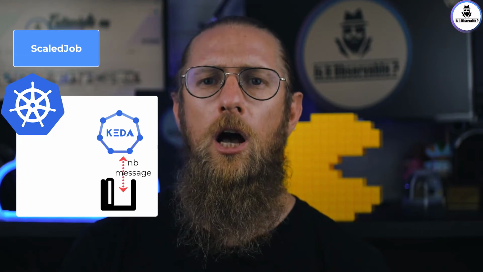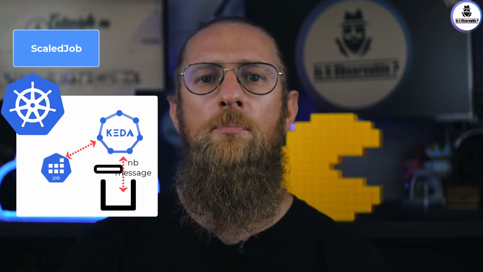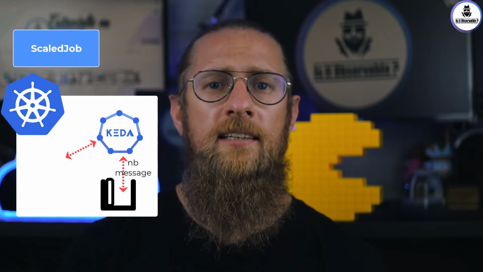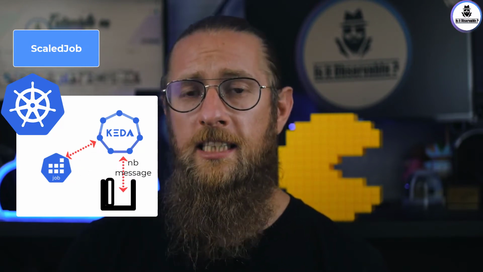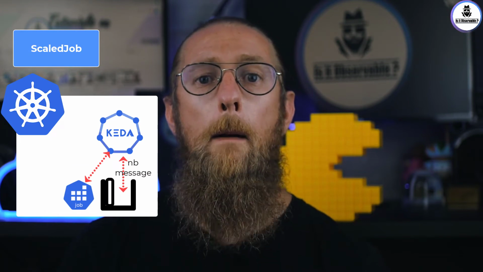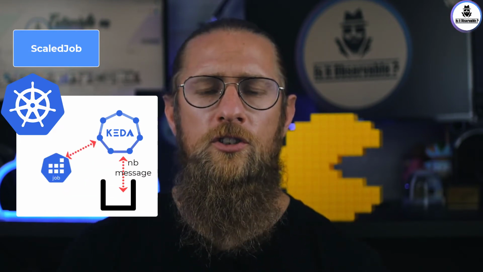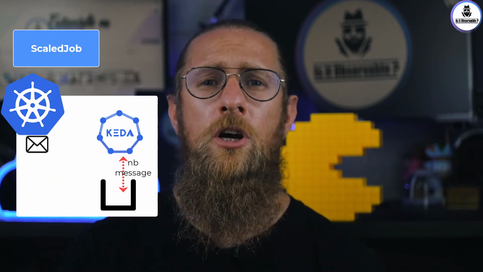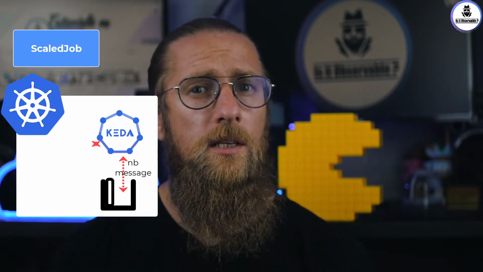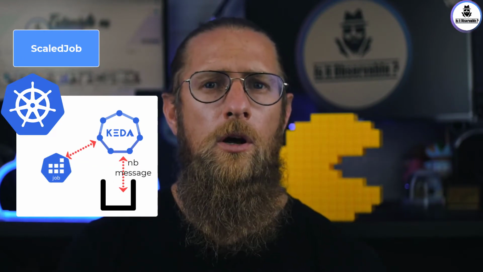ScaledJob. As an alternative to scaling event-driven code as a deployment, you can also run and scale your code as Kubernetes jobs. The primary reason to consider this option is to handle long-running executions. Rather than processing multiple events within your batch or your code, for each detected event, a single Kubernetes job is scheduled, and that job will initialize, pull one of the events from the message source, for example, and process it until it's completed.